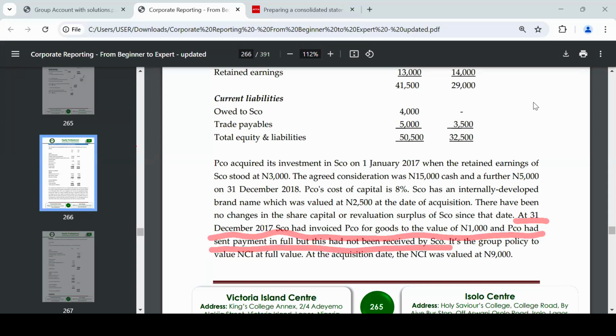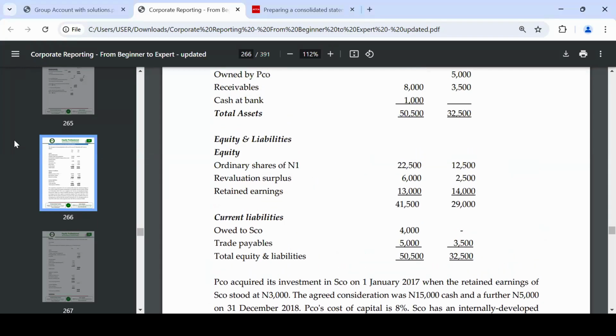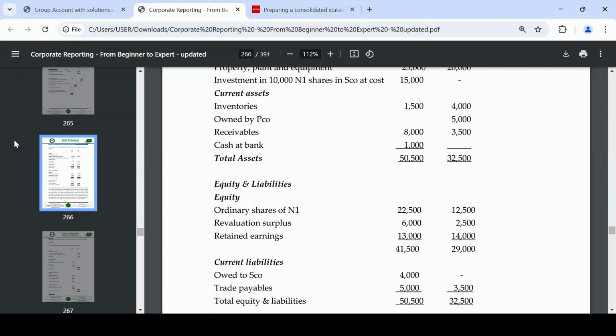To an extent, you're correct, but I want us to pay attention to this. Let me help us. What are we supposed to pay attention to? On current assets of ESCO, you will see amounts owed by PICO, 5,000. Let me underline that for us. You see the 5,000. I want to underline.